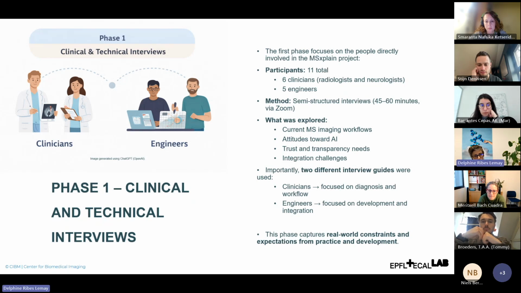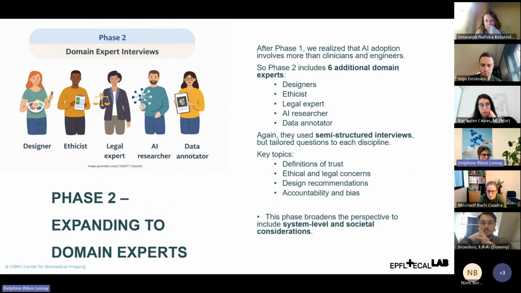And I think it was also helpful for the team of engineers and researchers with Merit, because they were able to spend some time with clinicians in a formal way, and also to gather knowledge on how their methods can be helpful and really understand, okay, where this could be placed. Once we did that, this phase captured real-world constraints and expectations from practice and development. Then we moved to phase 2.